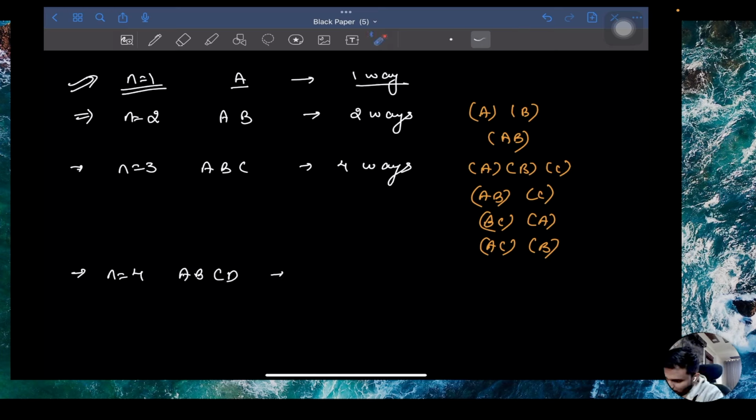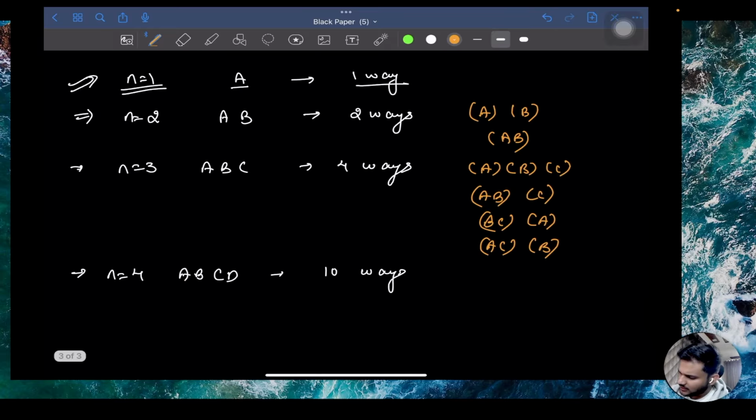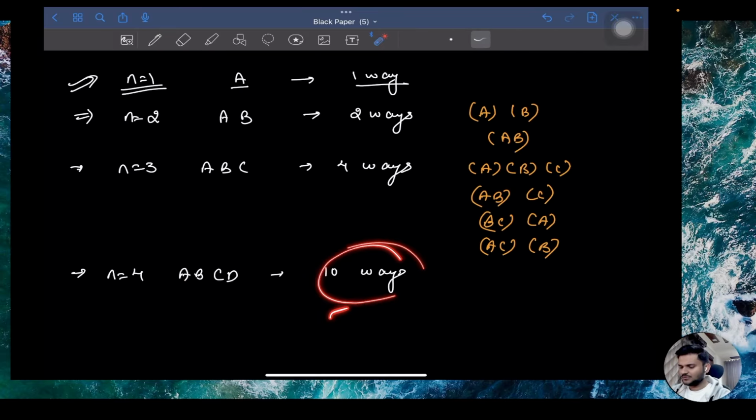So the total ways are going to be these 4 plus 6. There will be total 10 ways. Let's see how many we wrote here: 4, 5, 6, 7, 8, 9. There will be one more way that should be formed, you can figure it out. But there will be total 10 ways for n equals 4, right? And so on. So these are the overall possibilities that you can have. Then n equals 5, n equals 6, and so on and so forth.